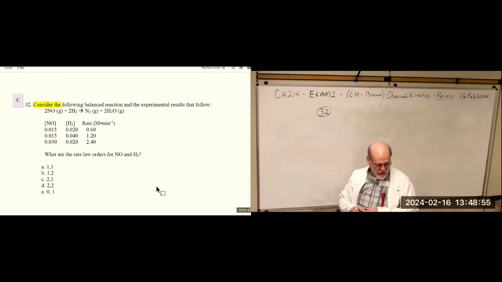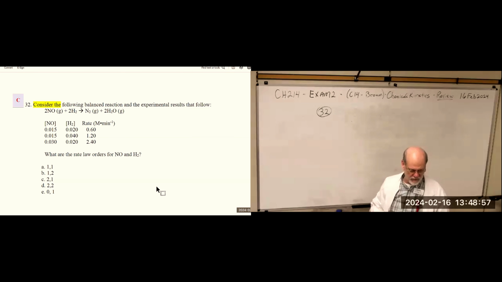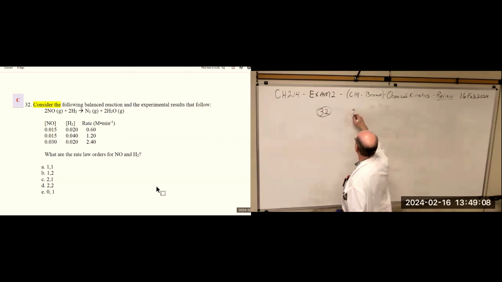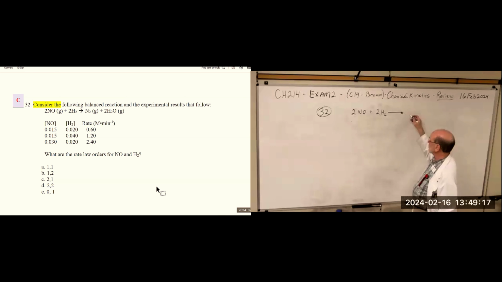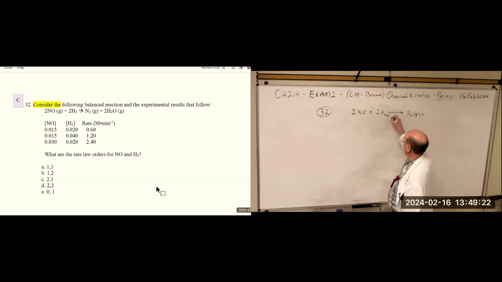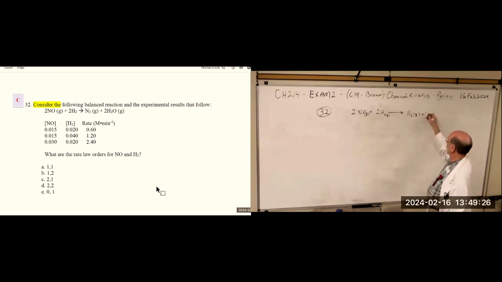Consider the following balanced equation reaction and the experimental results that follow. What are the rate law orders for NO and H2? Okay, let's put this whole thing up here. I think it'll be instructive. 2NO plus 2H2 yields N2 gas. Let's see, these are all gases. And water.